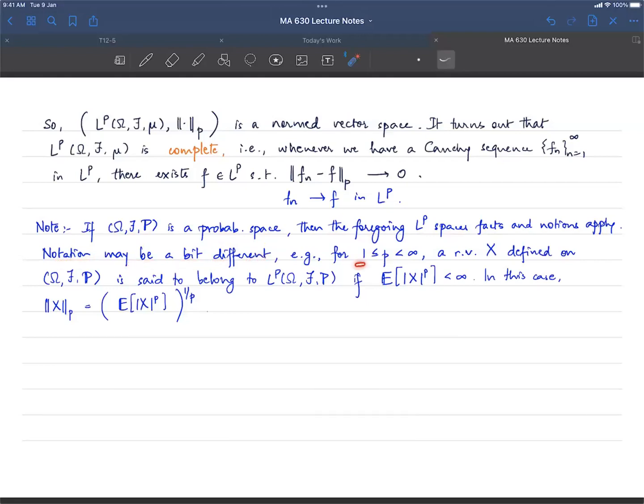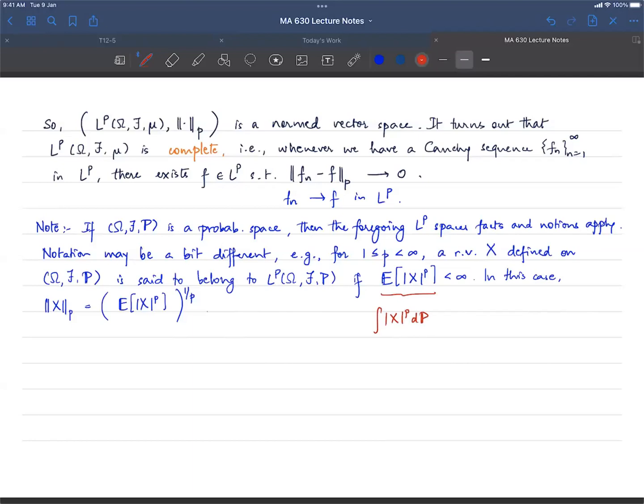So for 1 less than or equal to p less than infinity, if we have a random variable X, which is a measurable function defined on omega, F, P, we will say that it belongs to L^p of omega, F, P if the expectation of |X|^p is less than infinity. And this makes perfect sense because remember what this quantity is. This quantity is just the integral of |X|^p dP.